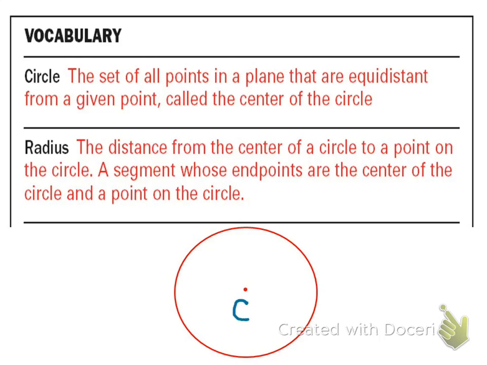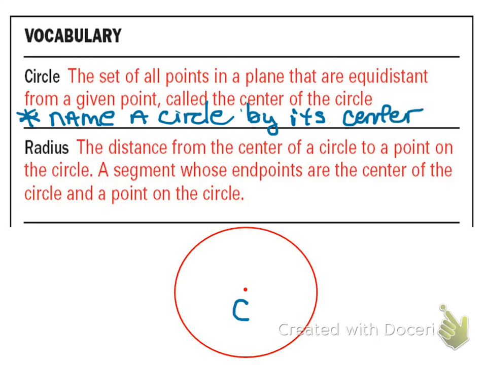We need to talk about one more thing before we leave this slide, and that is how we name a circle. Circles are always named by their center point. Okay, so you want to add that into your notes here. Name a circle by its center point. Since the center of this circle is labeled point C, then we would name this circle Circle C.